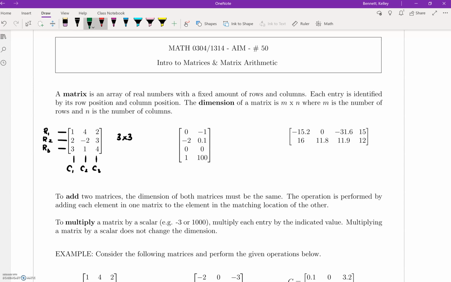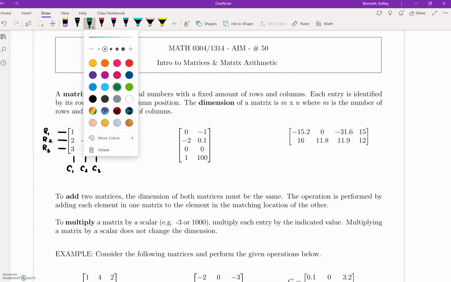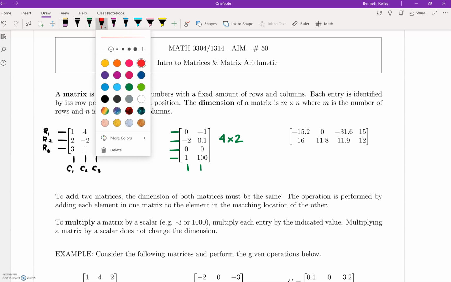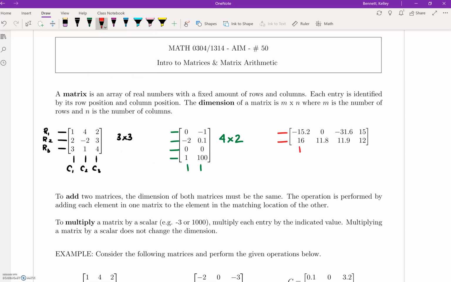And so that's how you locate or identify items in your matrix. For the next matrix here, we're going to have 1, 2, 3, 4 rows and 2 columns. So this is going to be a 4 by 2 matrix. And then lastly, here we have 2 rows and 1, 2, 3, 4 columns. So this is a 2 by 4 matrix.